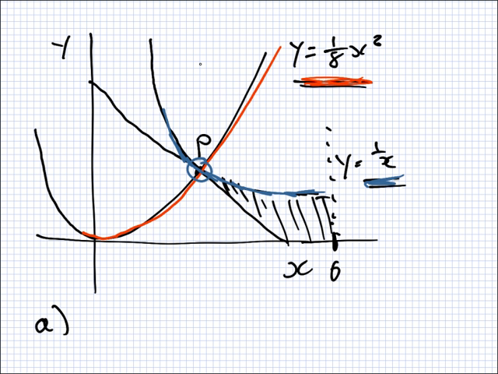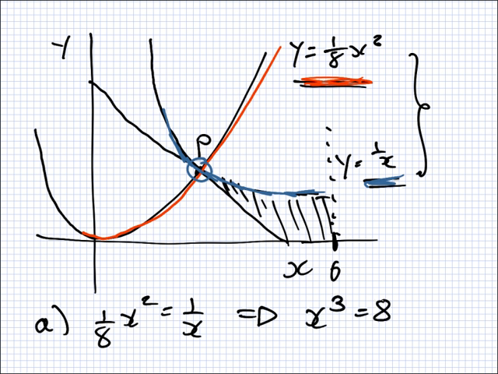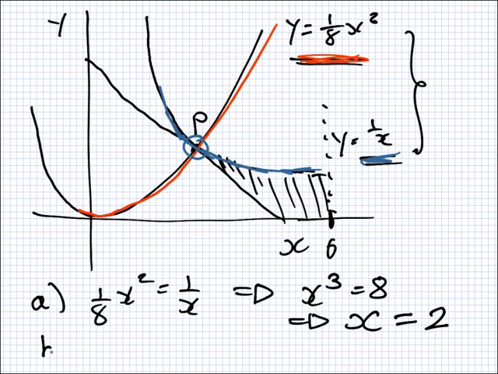So, any ideas how to figure out that? Sub in the y. Yeah, it's kind of like subbing. So you have y for both of these. So you can say 1 over 8x squared equals y. 1 over x, yeah. And then what should I do next? I should cross multiply. So I get x cubed equals 8. I bring the x up and the 8 up. So, what's x then? 2. Okay. That's not so bad.